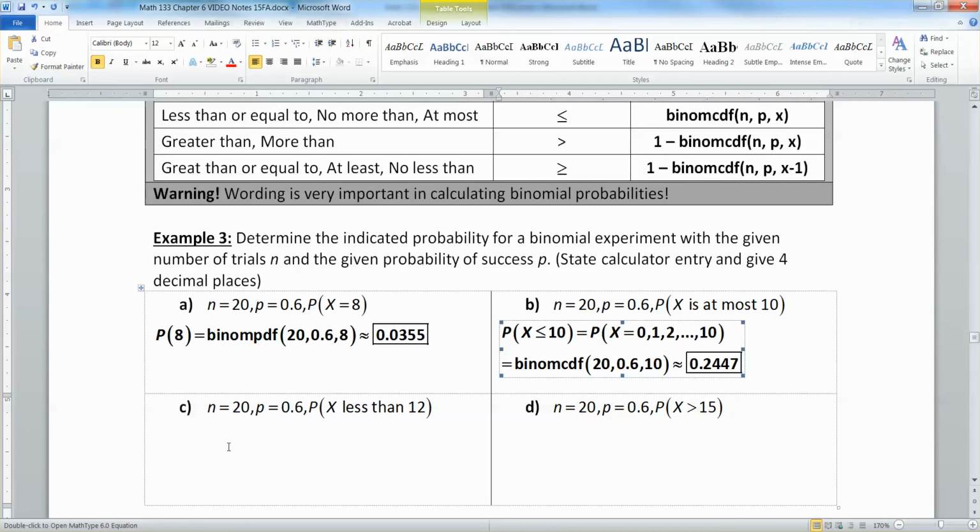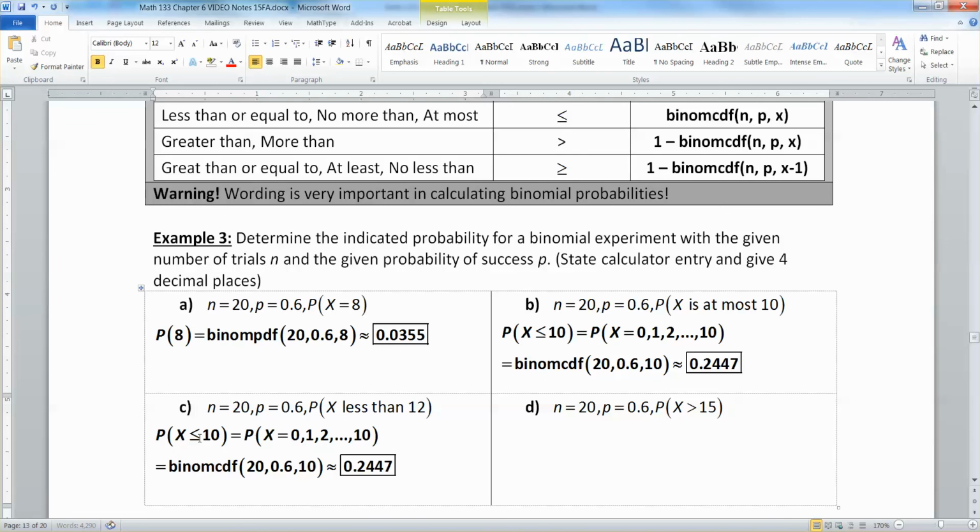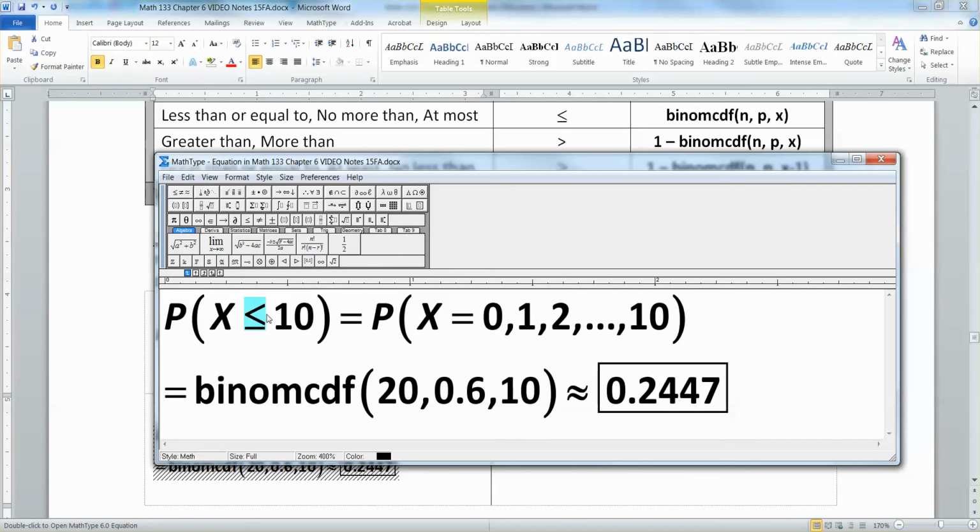So we want the probability that x is less than 12. Okay, well, if you want less than 12, that means you want 0 all the way up to 11, right? Because 11 is less than 12, right? You want to stop at a number that's below 12. So that means you're going to be using binomial CDF up to 11.